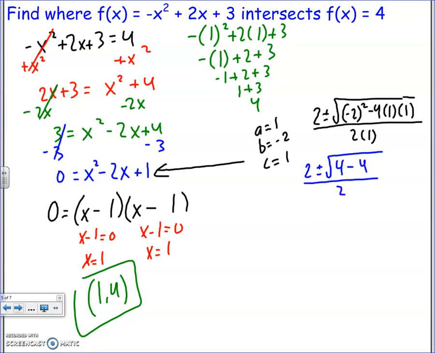All over 2. Work on the inside. 2 plus or minus square root. 4 minus 4 is 0. And the inside is 0, the discriminant is 0. That means there's one solution. It's the same answer twice.